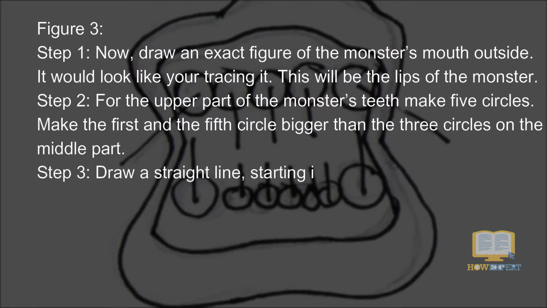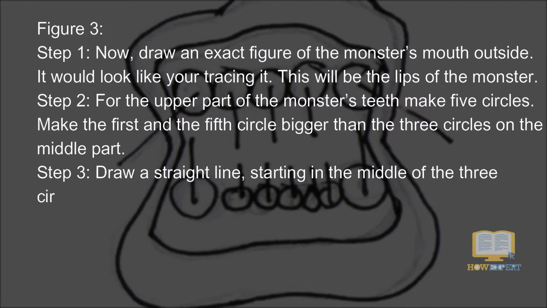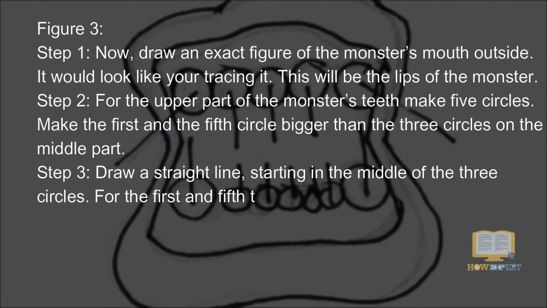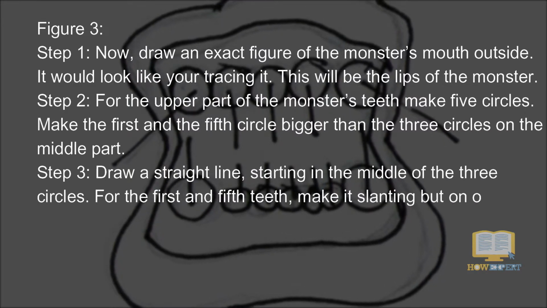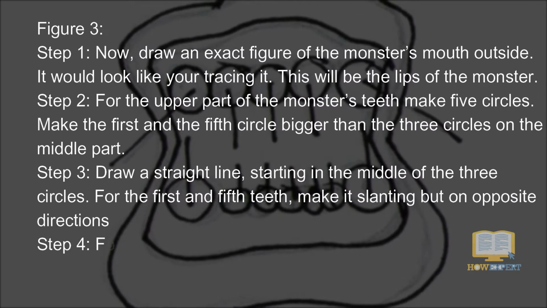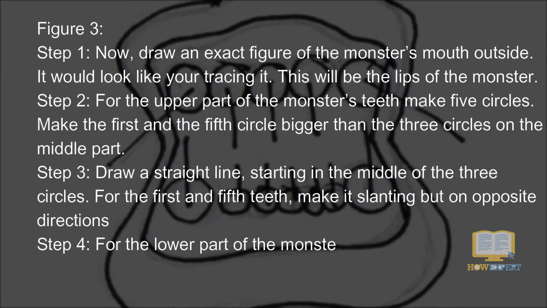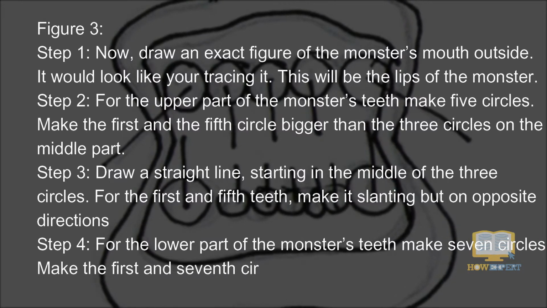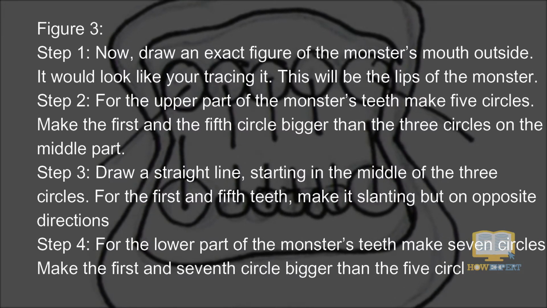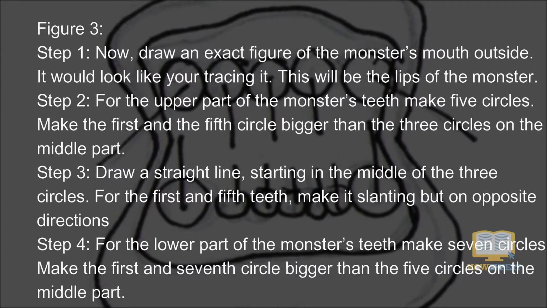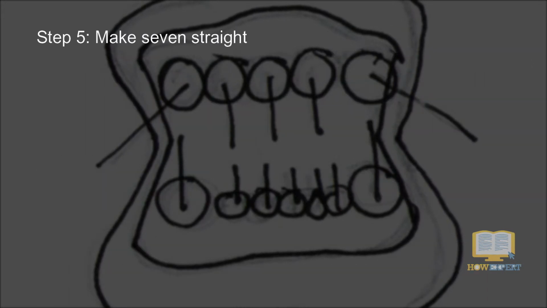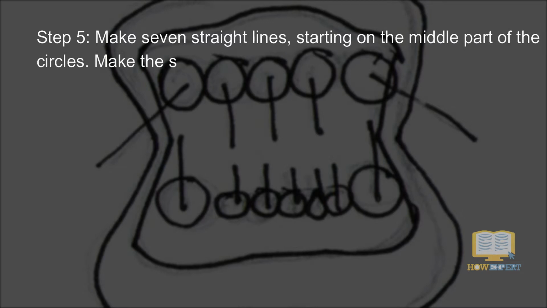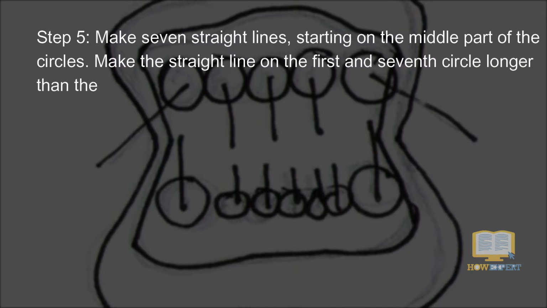Step 3. Draw a straight line starting in the middle of the 3 circles. For the 1st and 5th teeth, make it slanting but on opposite directions. Step 4. For the lower part of the monster's teeth, make 7 circles. Make the 1st and 7th circle bigger than the 5 circles on the middle part. Step 5. Make 7 straight lines, starting on the middle part of the circles. Make the straight line on the 1st and 7th circle longer than the rest.